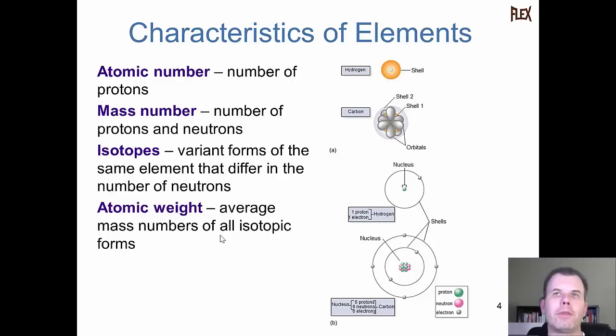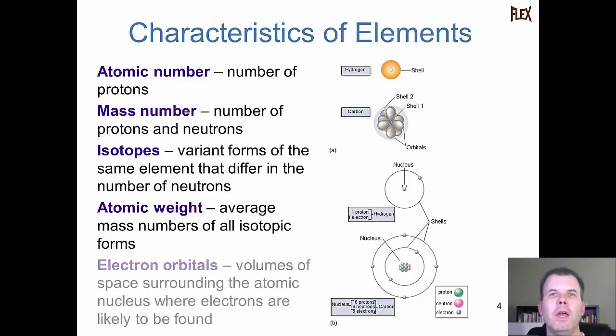So when we talk about the number of protons and neutrons for the mass, we have to average all the mass numbers together, and that definitely is the decimal. And so that's typically what you see on the periodic table. And I'll show you an example of it here in just a minute. And then finally, we'll talk a little bit about these electron orbitals in just a minute. This is how many electrons are in those shells on the outside.